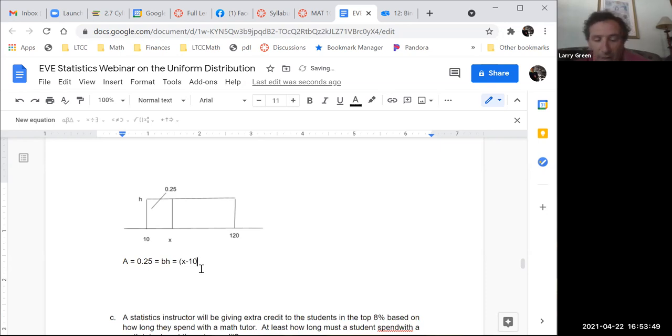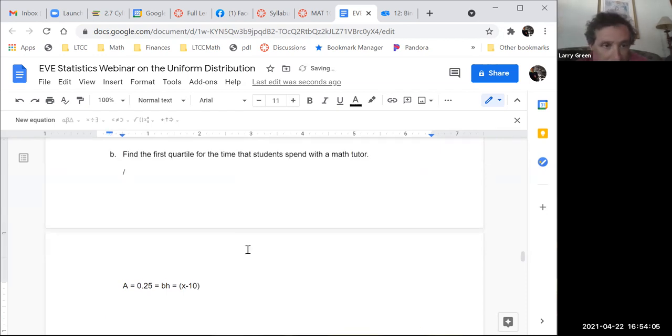Because the high minus the low gives you how far you've gone. The finishing point minus the starting point gives you how far you walked. The height is the same H as it's always been. That's not going to change, and that was 1 over 110. Where are we?